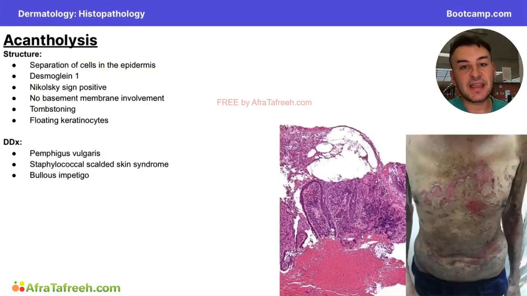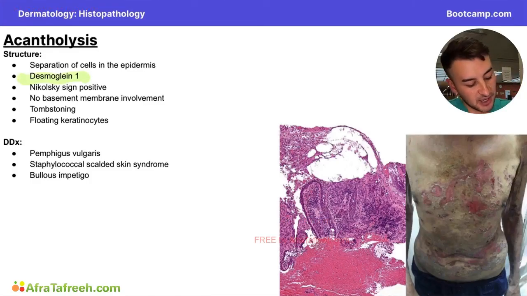Lastly, let's touch on acantholysis, which is going to be separation of layers of the epidermis, especially the stratum spinosum, which is a desmosome-heavy layer. Remember, desmosomes are made up of desmoglein 1. Now, there are 2 disease processes in step 1 that attack desmoglein 1.